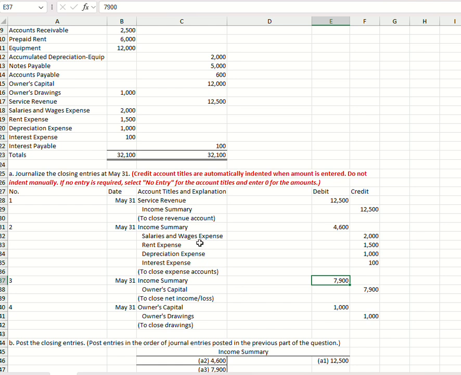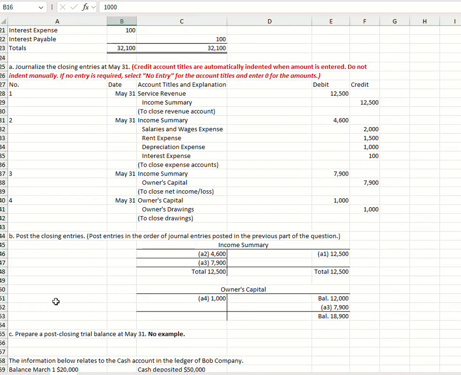Then you also have owner's drawing of $1,000, this a debit balance up here. And so you want to close that to owner's capital by crediting owner's drawing and debiting owner's capital.